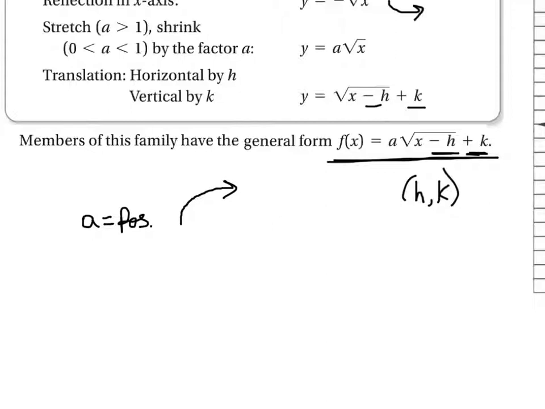Okay? And then if a is negative, we go from our starting point, we go down and curve to the right. With square root functions, we're always going to the right. We do not go to the left, ever. Either curve up and to the right or down and to the right.